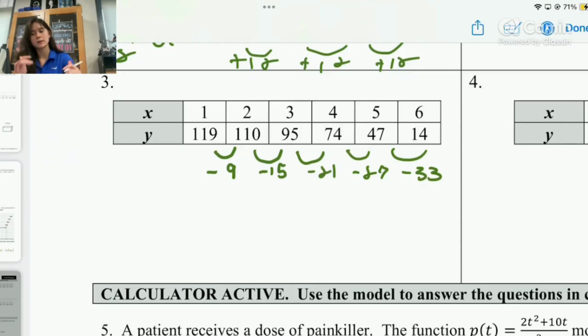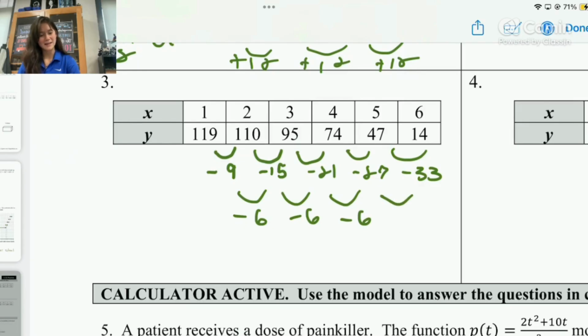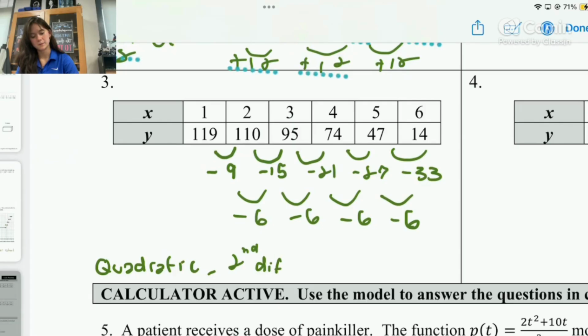And then our second level, we're going to start with -6, -6, -6, and -6 again. So this one is only 2 levels, so it's going to be quadratic. So second difference with a constant of -6.